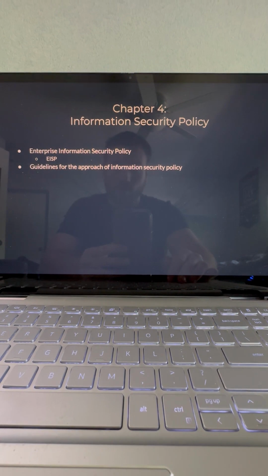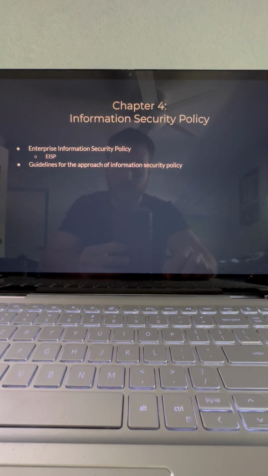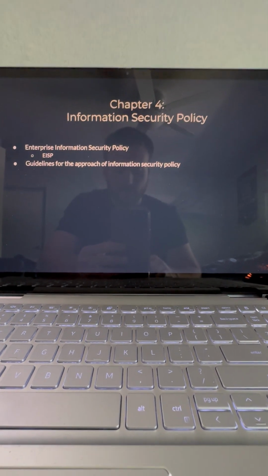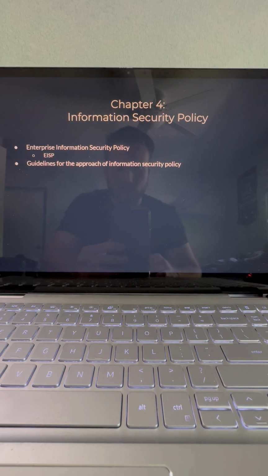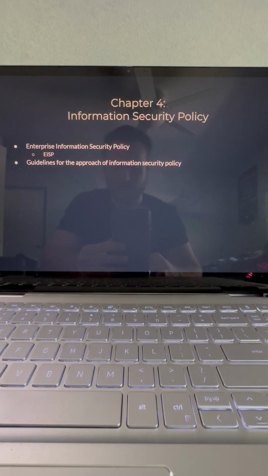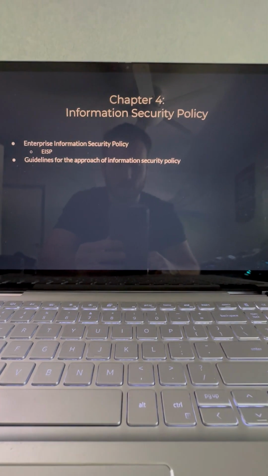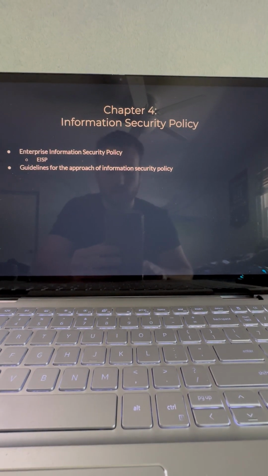Moving on to Chapter 4, which is Information Security Policy, we look at Enterprise Information Security Policy, or EISP, which are basically guidelines for the approach of information security policy. It's significant because it provides a comprehensive and proactive approach to information security. It helps organizations manage risk, comply with regulations, respond to incidents, things like that. By implementing an EISP, organizations can enhance their security posture, protect valuable assets, and ensure the continuity of their operations.